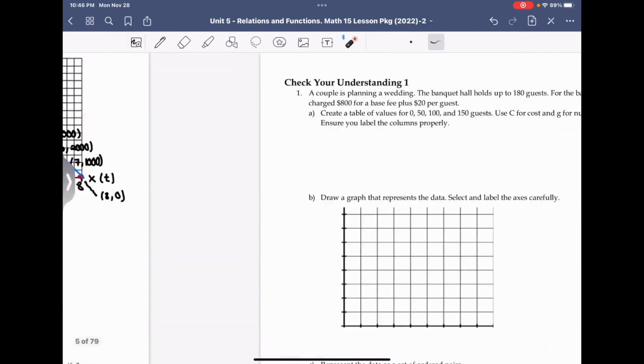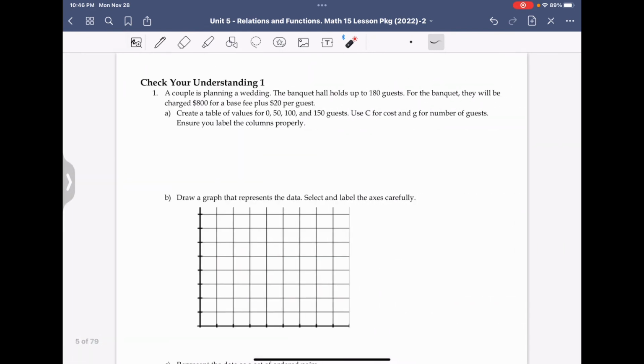All right, now it's time for your check your understanding. Make sure you're practicing these, because that sequence of putting together your data, graphing it, and then answering questions and extending beyond, that routine is really important to practice, because it is multi-parted and it requires a lot of conceptual understanding to go with it. So please do your check your understanding.